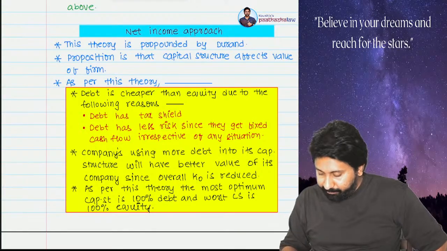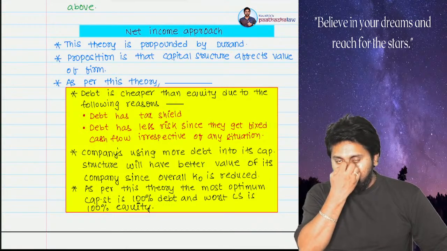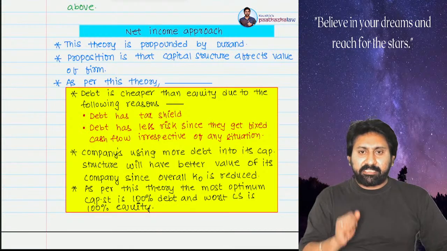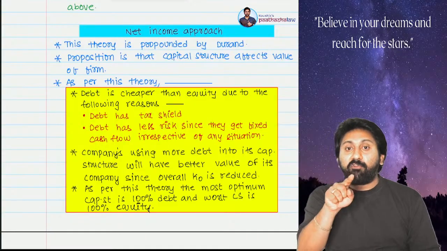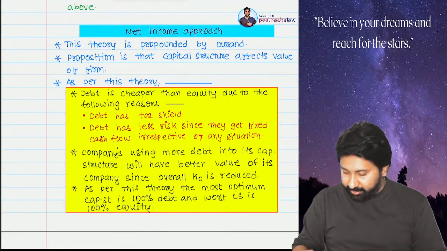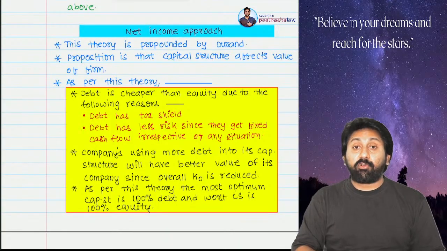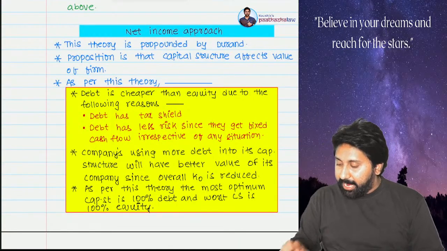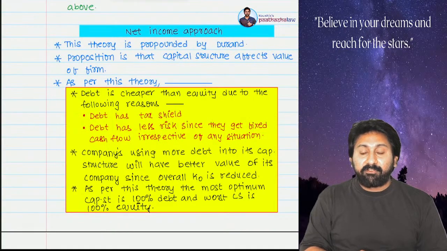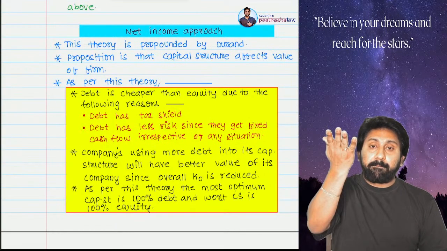Take a calculator. 100 rupees is the EBIT. Say for example, divided by KO 10%. What is the value of the company? 1000. Reverse now. 100 divided by, let us say KO is 8%, 1250. From this, what you have to understand is, as the KO is reducing, the value of the company will increase.